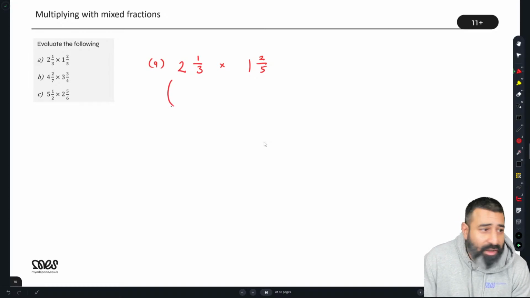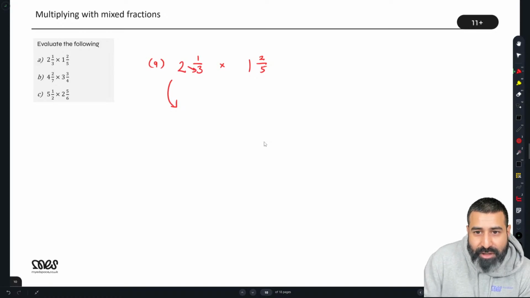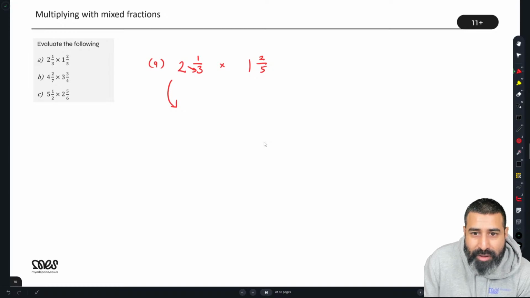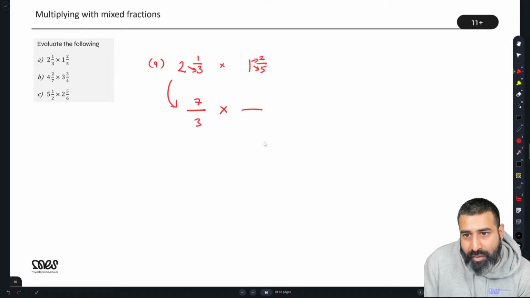So what is this one going to look like? You'll stop arguing now. Okay. Yeah, absolutely. So this becomes 2 times 3, which is what? 6, plus the 1, which is 7 over 3. Multiplied by, we multiply the 1 and the 5, add on the 2, so that becomes 7 over 5.